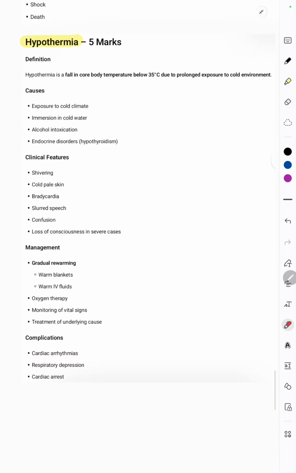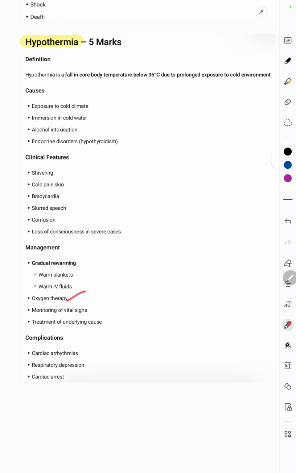Hypothermia is a fall in the core body temperature below 35 degrees Celsius due to prolonged exposure to the cold environment. So the causes are exposure to cold environment, immersion in any cold water, alcohol intoxication in the individual, and endocrine disorders like hypothyroidism. Clinical features are shivering, cold, pale skin, bradycardia, slurred speech, confusion, and loss of consciousness in severe cases. Management: gradual rewarming should be done, that is warm blankets, and warm IV fluids should be given.